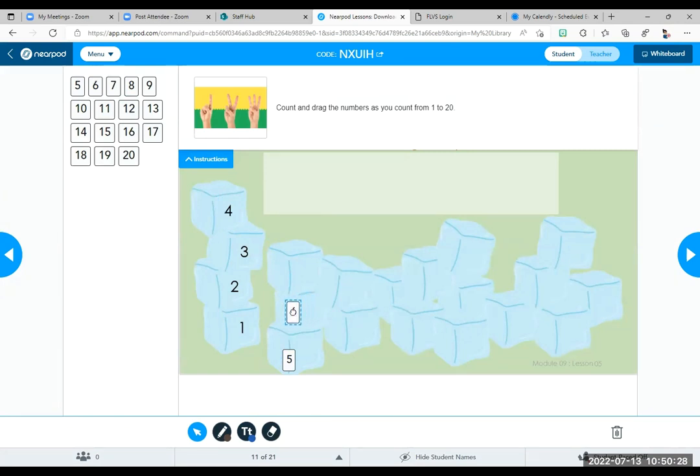Para la siguiente. Six. What comes next? ¿Qué número? Sigue, después del six. Six. Después del six, ¿cuál sigue? One, two, three, four, five, six, seven. See, there's no extra one there, so there's no teen. Not yet, not yet. So these are just what I call ones, baby ones.